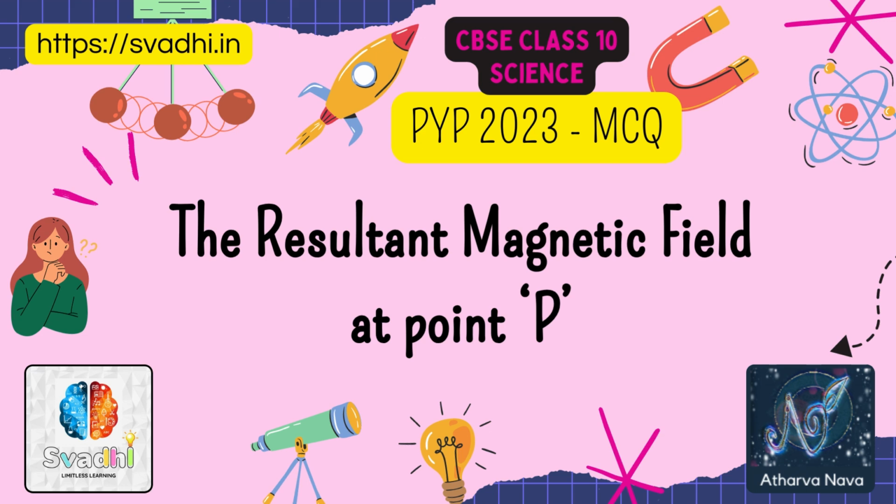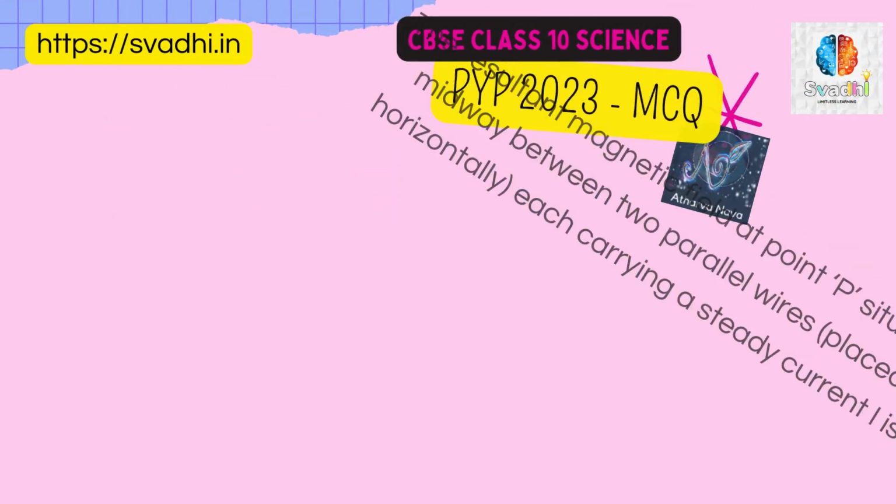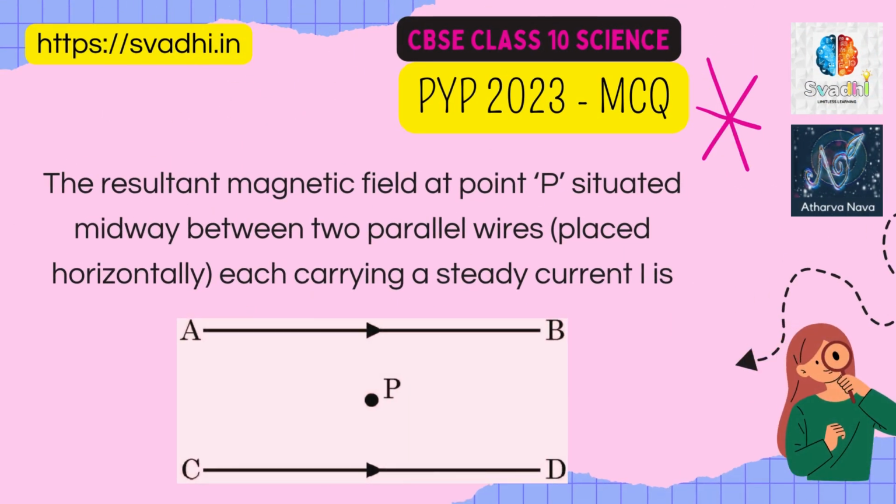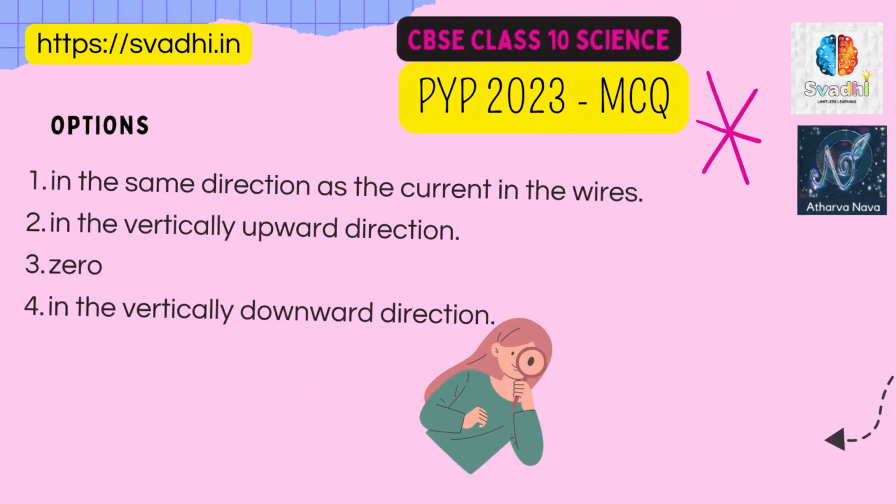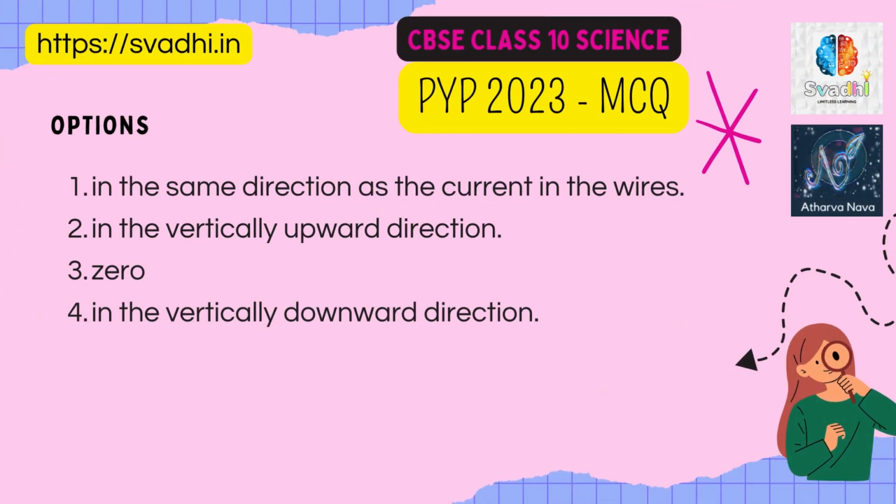The resultant magnetic field at point P, situated midway between two parallel wires, placed horizontally, each carrying a steady current I is: Options. A. In the same direction as the current in the wires. B. In the vertically upward direction. C. 0. D. In the vertically downward direction.